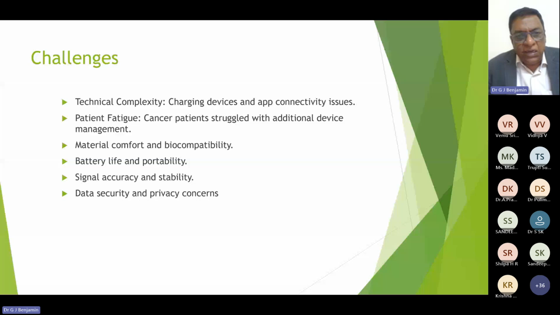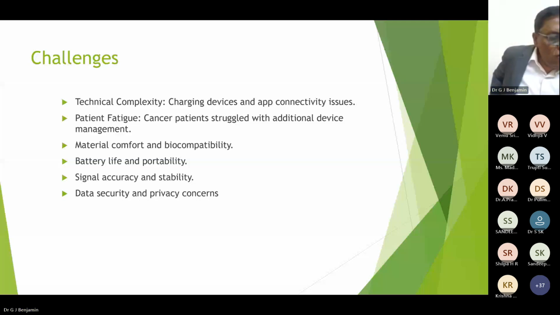Next, the technical complexities are charging devices and app connectivity issues, and patient fatigue, that is, cancer patients struggle with additional device management. If a cancer patient is already going for treatment under radiation or something, and you add something to it, he may find it difficult. And the third thing is material comfort and biocompatibility, which I've already said, battery life and portability, signal accuracy and stability, data security and privacy concerns.